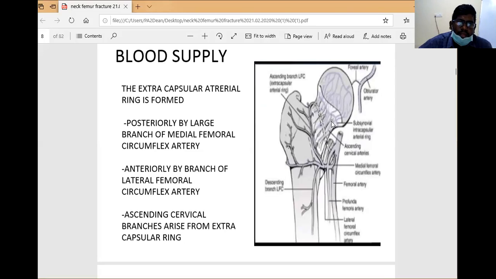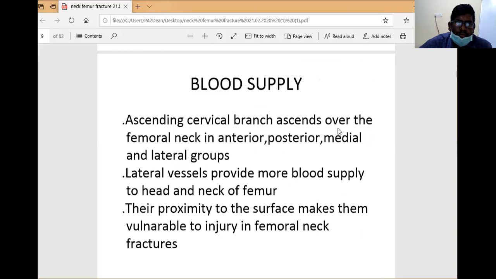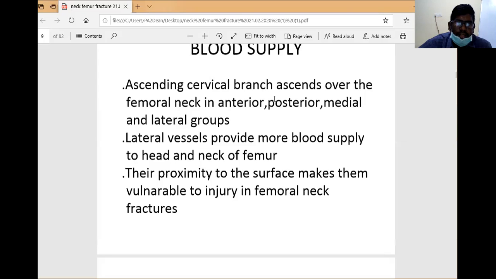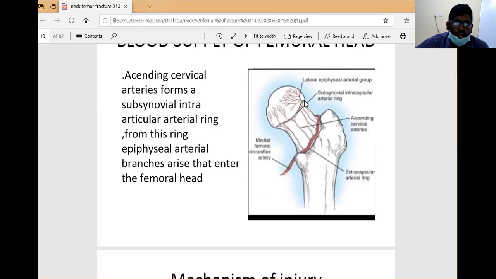It lies outside the capsule. From these, cervical or retinacular branches arise. So these are ascending cervical branches, ascending over the femoral neck in all directions: anterior, posterior, medial, and lateral groups. Out of these, the lateral groups are important, because they form the major blood supply to the head.